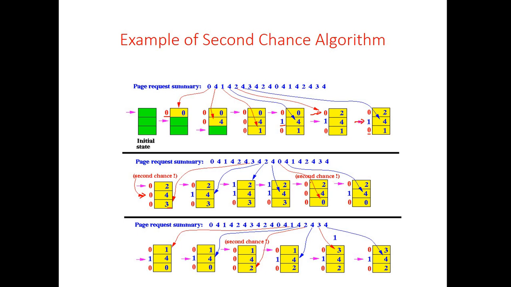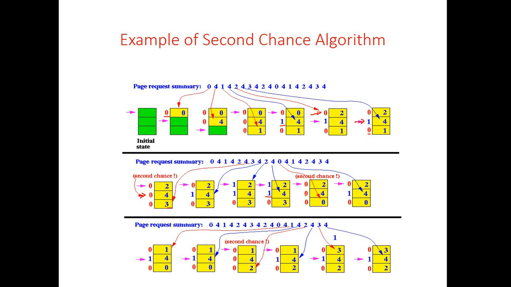The pointer is pointing to the first entry in the physical memory, and the first entry page is 2 and its reference bit is 1. So it is not the victim page. The reference bit 1 is turned to 0 because we are giving the second chance for page number 2. Next available entry is page number 4. The reference bit of page number 4 is also 1, so it is not the victim page. So we are giving a second chance for that particular page, and 1 is turned to 0.